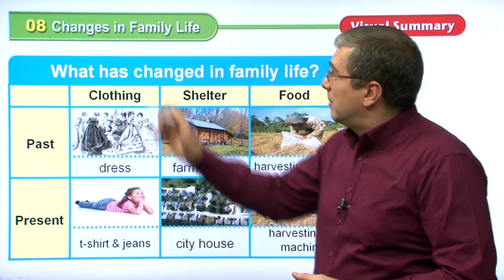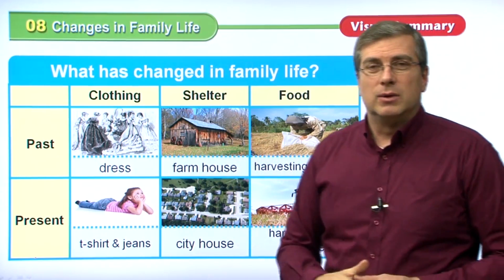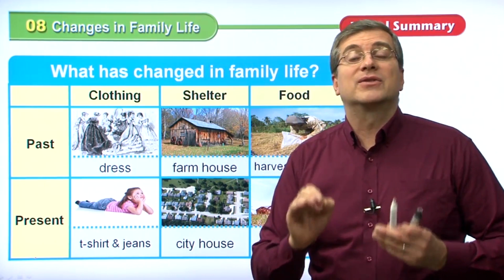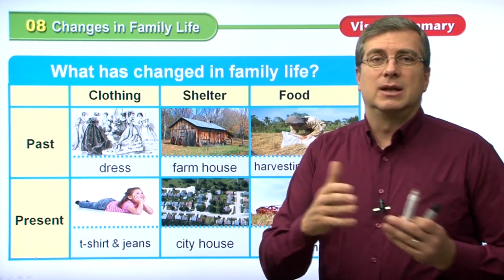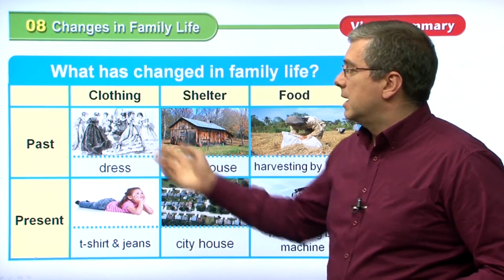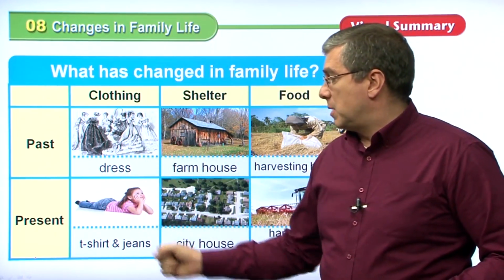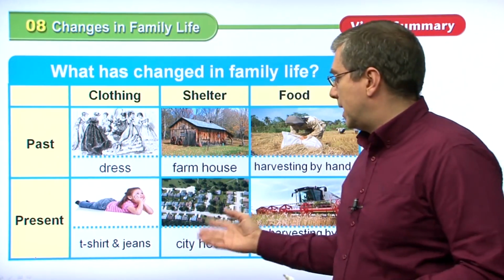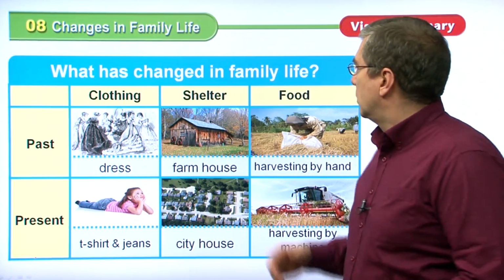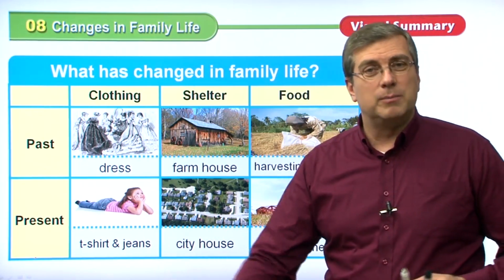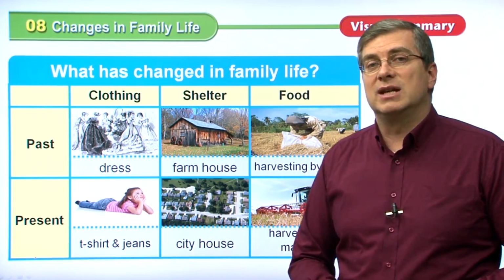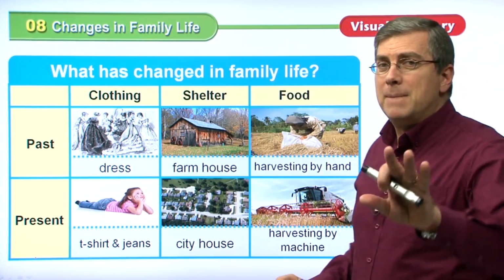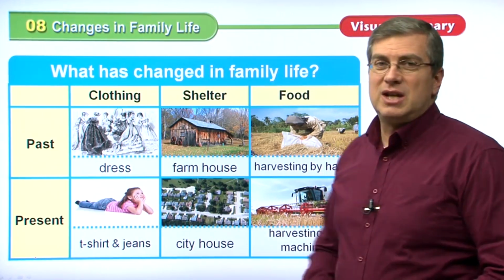So basically, this is a very broad unit that covers a lot of different subjects, right? We're talking about changes in family life. We're talking about 3 main areas, how lifestyles have changed from the past to the present. We talked about clothing, that women usually wore dresses, but now people wear t-shirts and jeans. We talked about shelter. Many people lived in farmhouses, but now we live in city houses and apartments. We talked about how to gather food. Before, people gathered food by hand. Now they use machines to gather their food, and of course that allows people to live in a lot of different places.